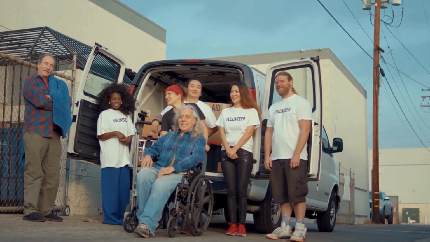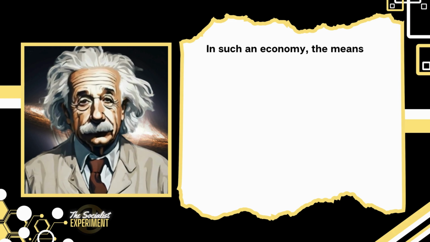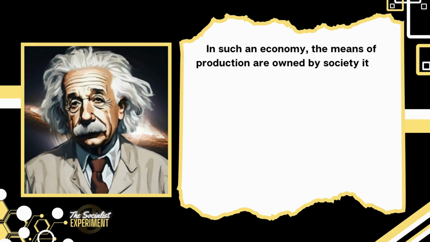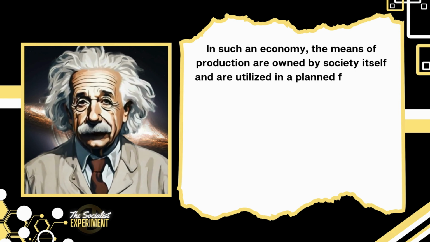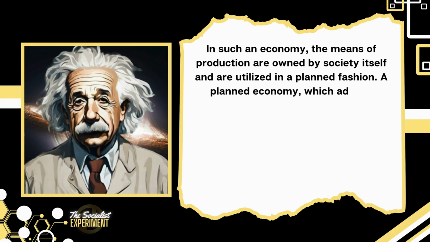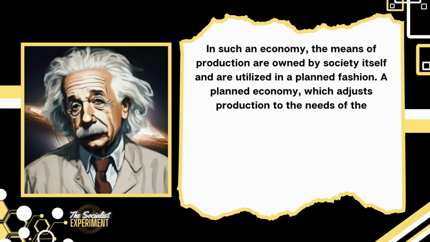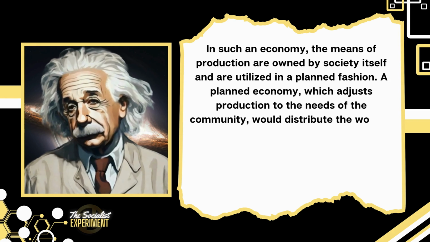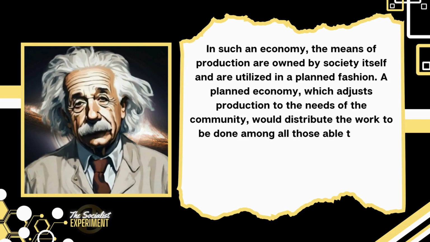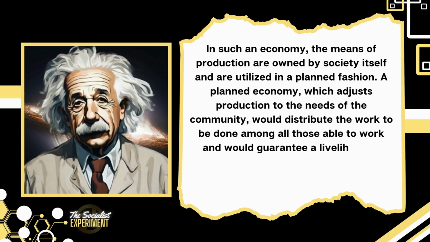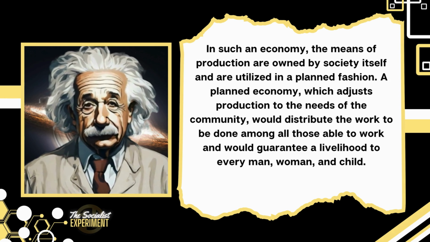Einstein described it this way. In such an economy, the means of production are owned by society itself and are utilized in a planned fashion. A planned economy, which adjusts production to the needs of the community, would distribute the work to be done among all those able to work and would guarantee a livelihood to every man, woman, and child.